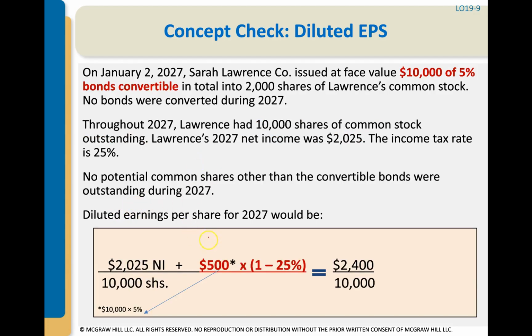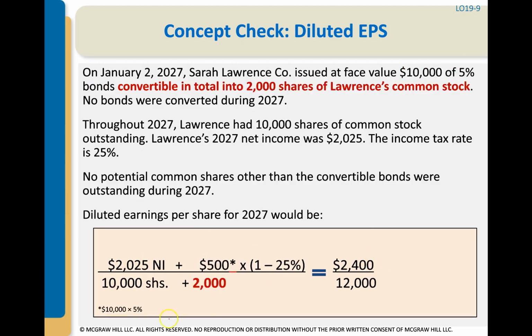Step one is we have to account for the numerator change for the lost interest expense. So how do we calculate the interest expense? We take the face value of the bond, multiply the rate that's on the bond, so 10,000 times 5% gives me $500, multiplied by 1 minus the tax rate, which is 25%. So when I take 500 times 0.75, it gives me $375, and then I add it to my net income. So right now my numerator has changed to $2,400.